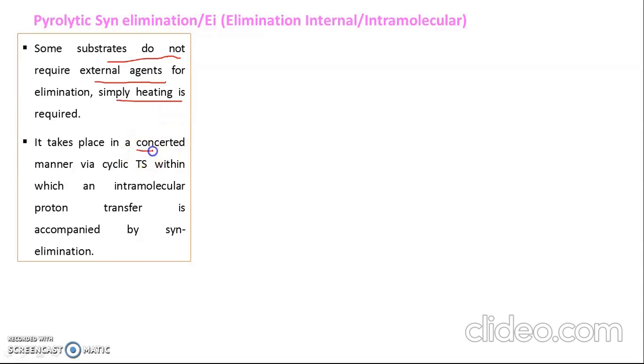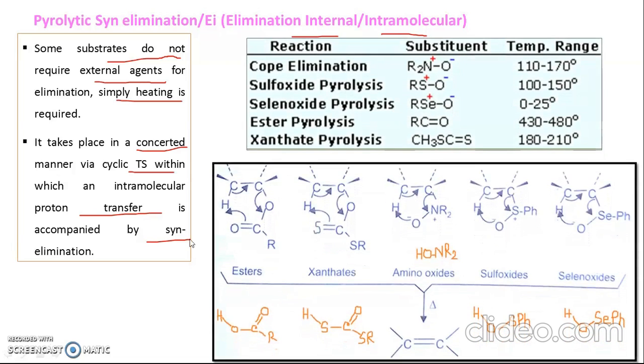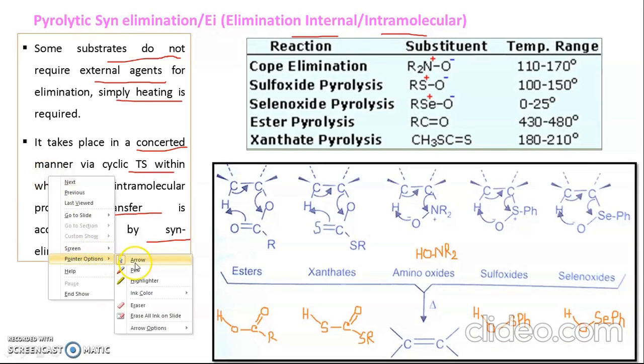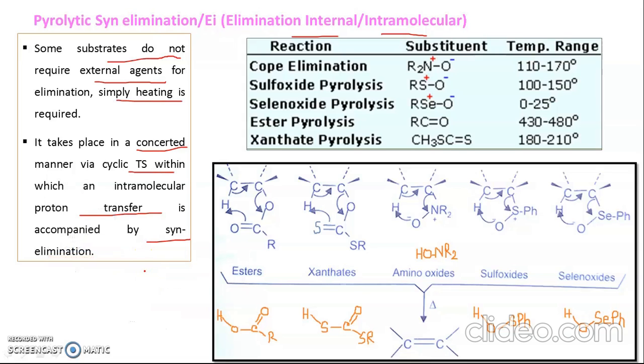Now it is taking place in a concerted manner via a cyclic transition state. And why is it intramolecular or internal? Because intramolecular proton transfer is taking place, and it is taking place through a syn elimination pathway. So what are the examples? Now this pyrolytic syn elimination is specific for some starting materials. It doesn't occur for just any substrate. There are some specific substrates for it.